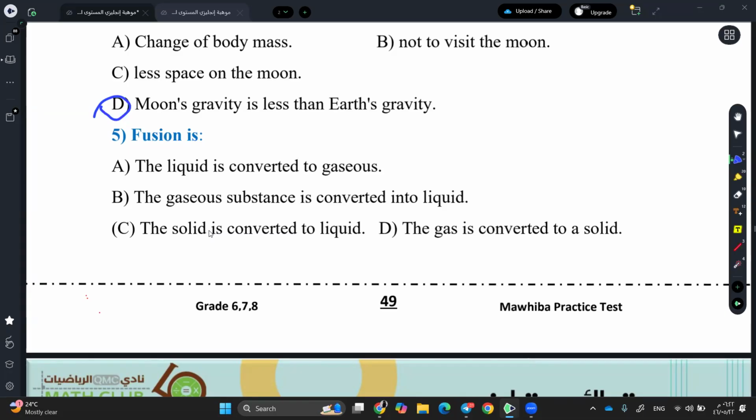Question number 5. Fusion is A, the liquid is converted to gaseous. B, the gaseous substance is converted into liquid. C, the solid is converted into liquid. D, the gas is converted into a solid. This I don't really understand, but what I understand from fusion, it's the joining of two substances.